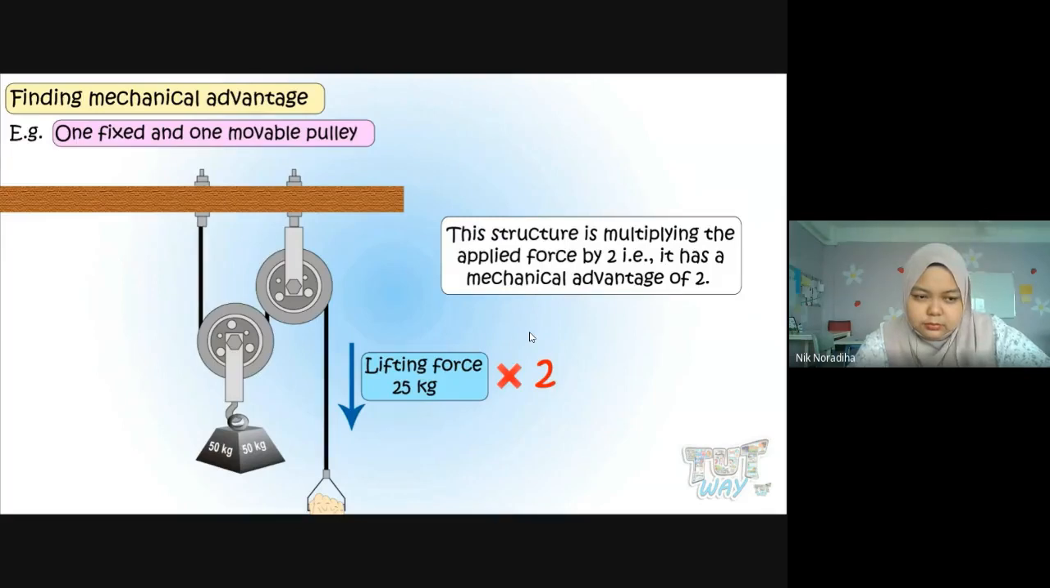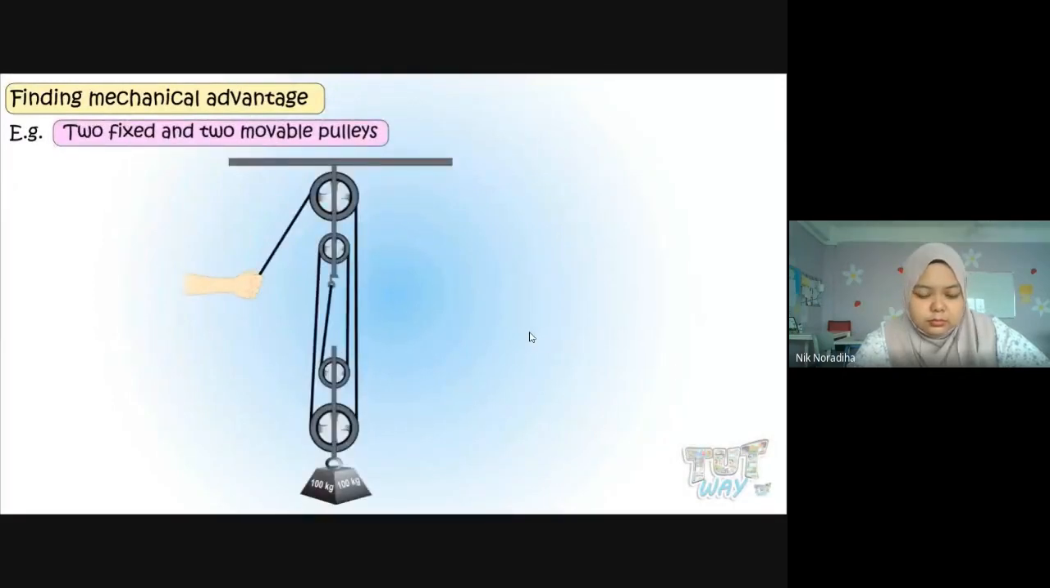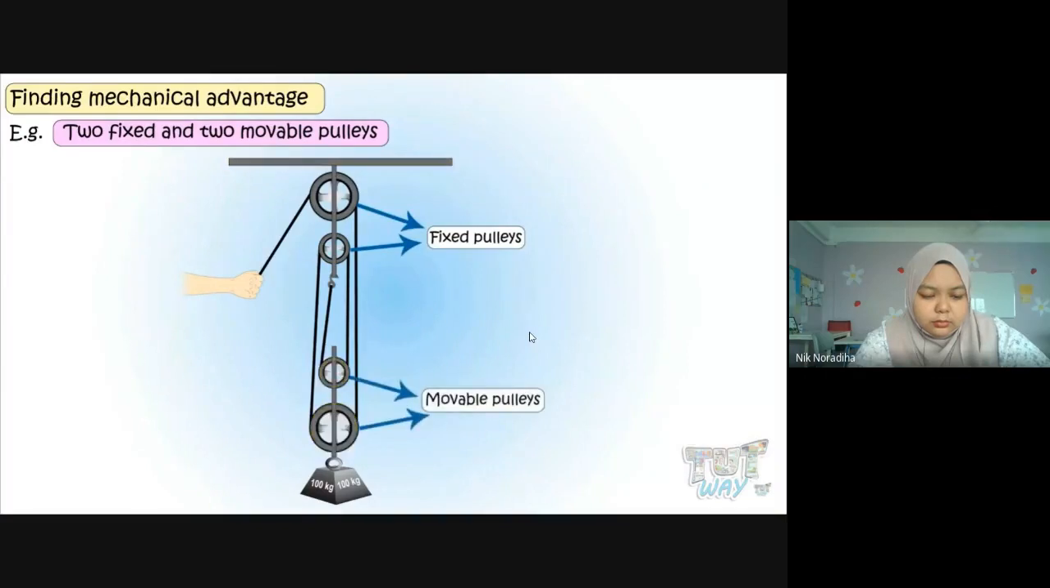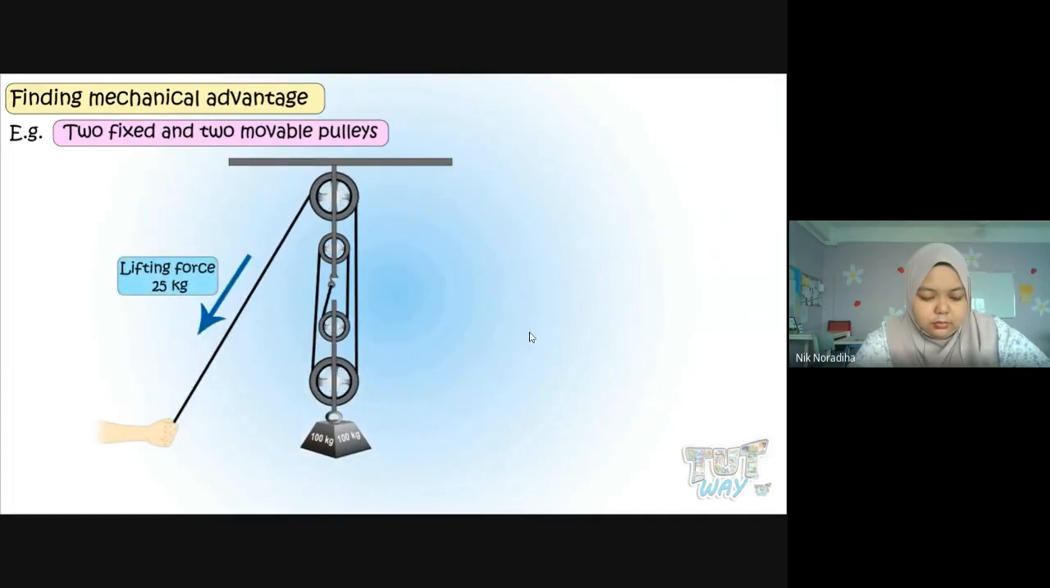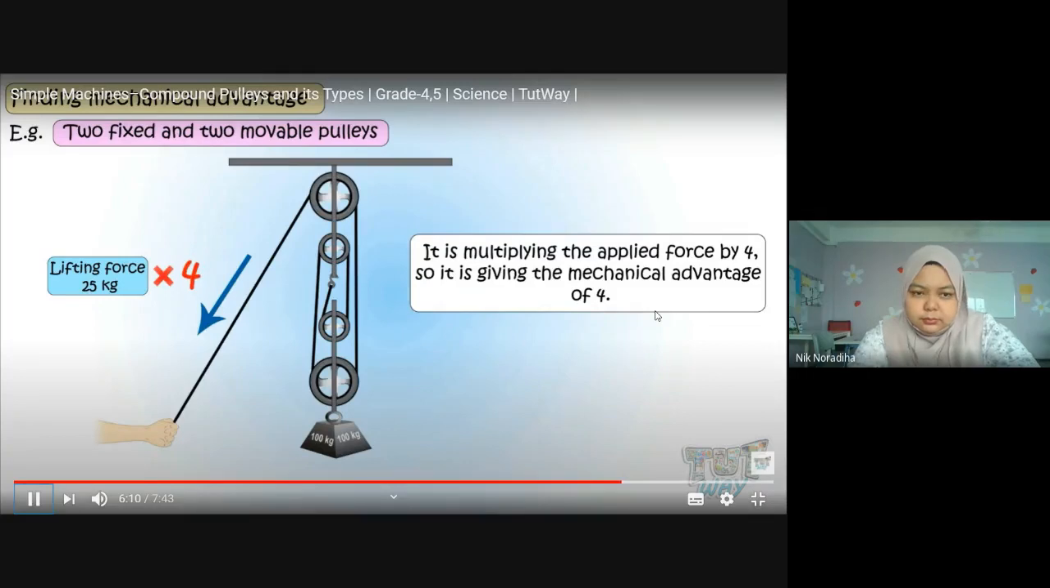Now here we have next an example. It is 2 fixed and 2 movable pulleys. This is a compound pulley set up. 2 fixed pulley wheels are attached to the fixed support, and 2 movable ones are attached to the weight. This setup would take 25 kg effort to lift the weight of 100 kg. That is, it's multiplying the applied force by 4. So it's giving the mechanical advantage of 4.